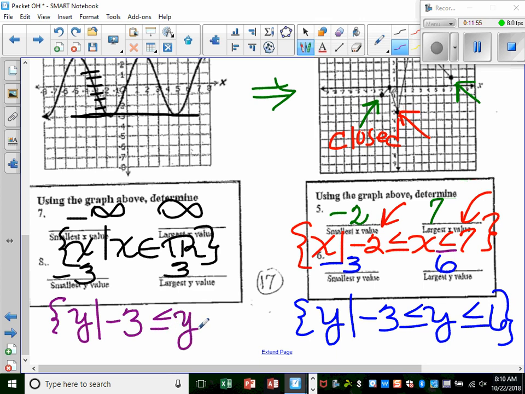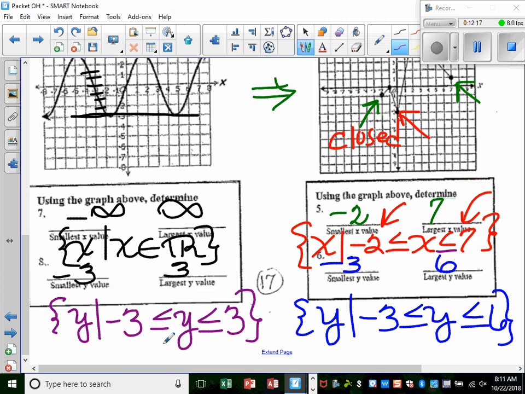Now, why am I using less than or equal to though? It is a continuous graph. That means there are no breaks in the graph. So there's no openness in the graph. So that's why it is equal. So we are going from -3 to +3. Okay. So this would actually be the correct answer that you would want to write.